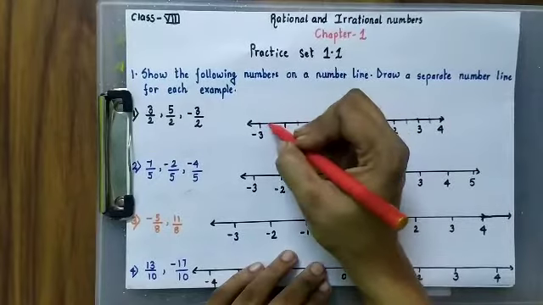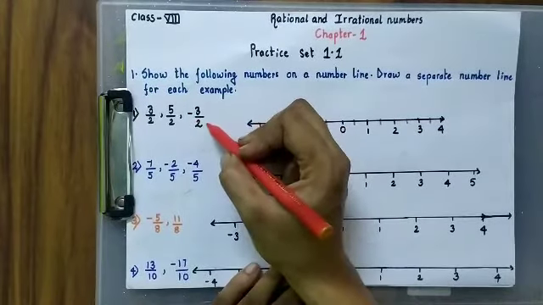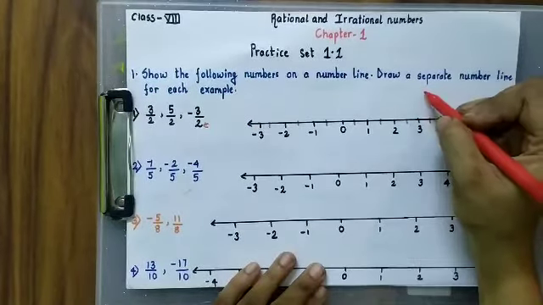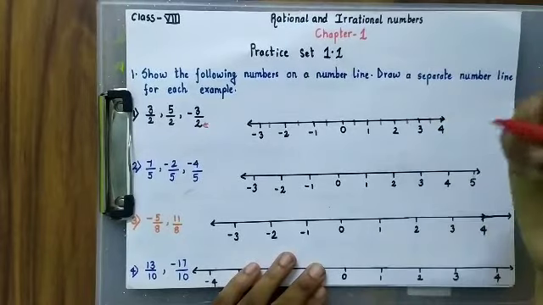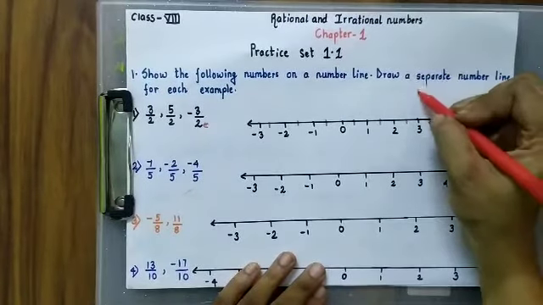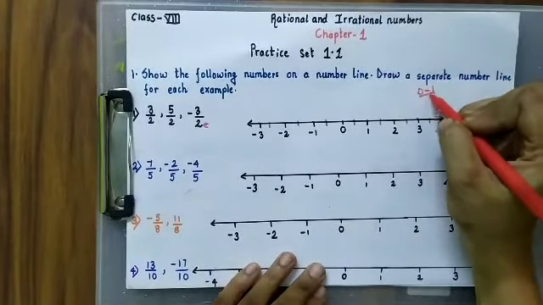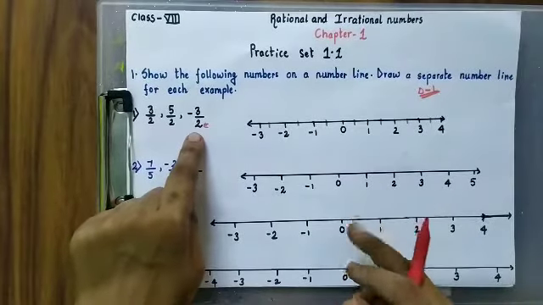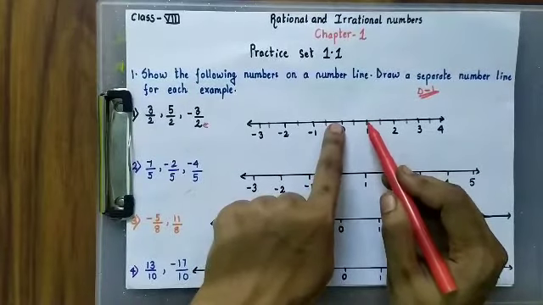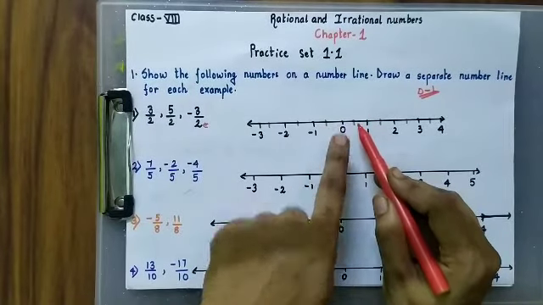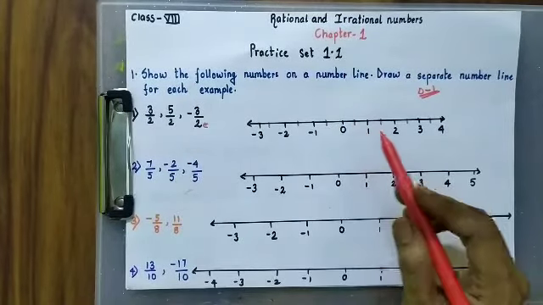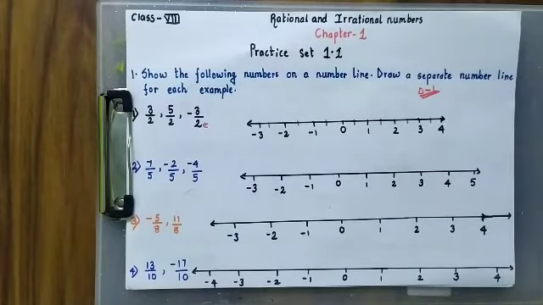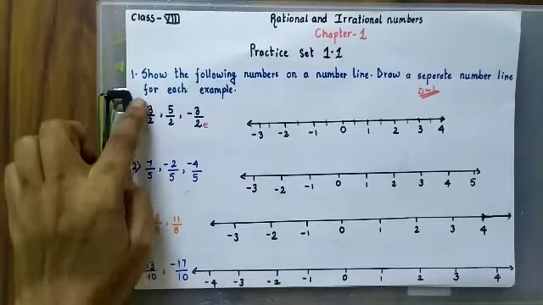One easiest trick is, whatever the denominator is given to you, to decide how many tick marks to make, you are just going to subtract 1 from the denominator. Now here the denominator was 2, so 2 minus 1 is 1. So for each and every unit, that means from 0 to 1, you have to just put 1 tick mark. Now let's start. 3 by 2.